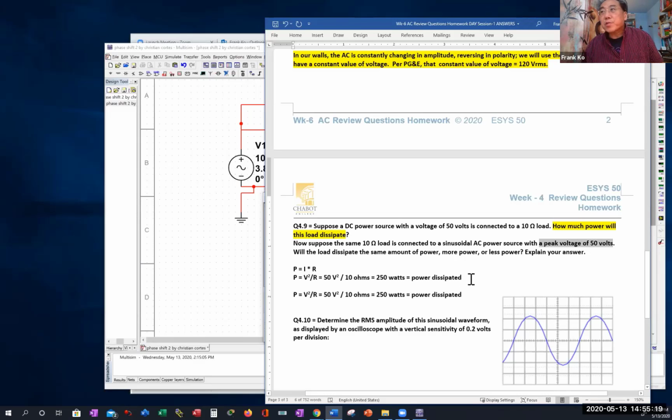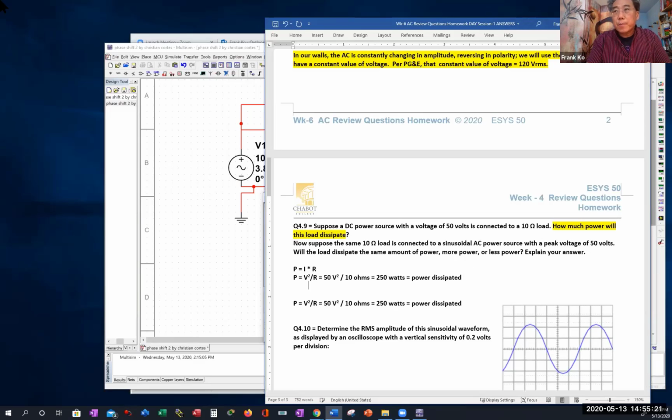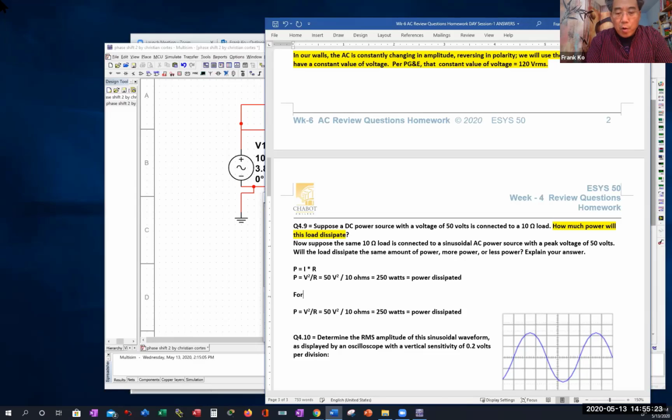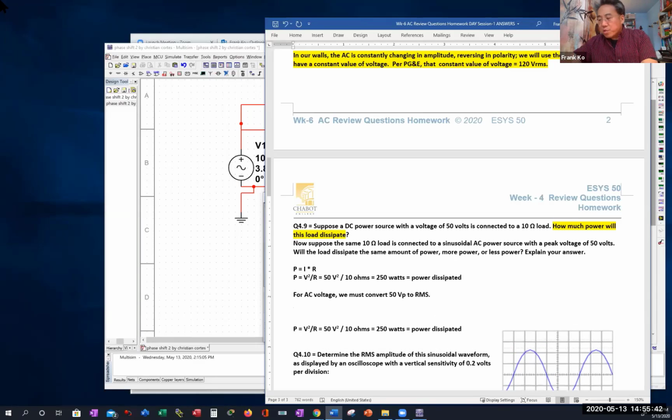We have to do this first. For AC voltage, we must convert 50 V peak to RMS. What was the relationship? What was the formula to calculate RMS from peak?